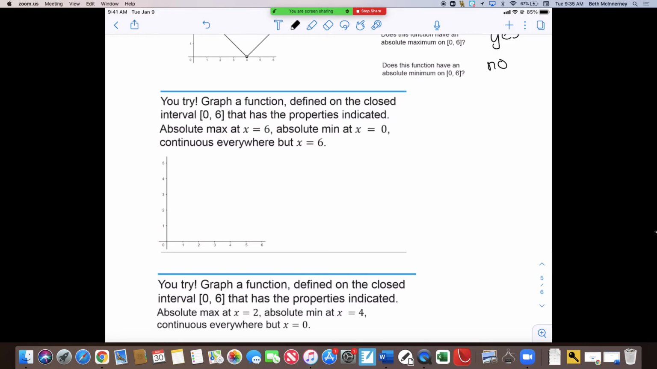All right, so you try. Graph a function defined on the closed interval 0 to 6 that has the properties indicated. An absolute maximum at x is 6, absolute minimum at x is 0, and continuous everywhere but x equals 6. Think about it. See if you can come up with a drawing.